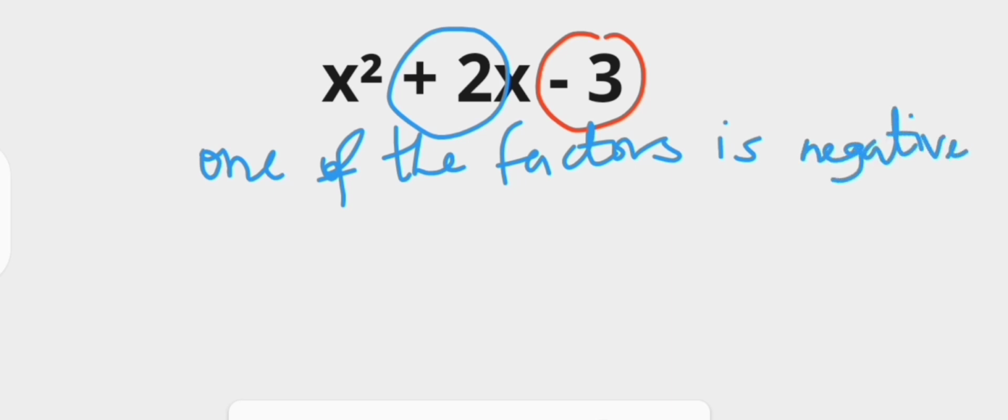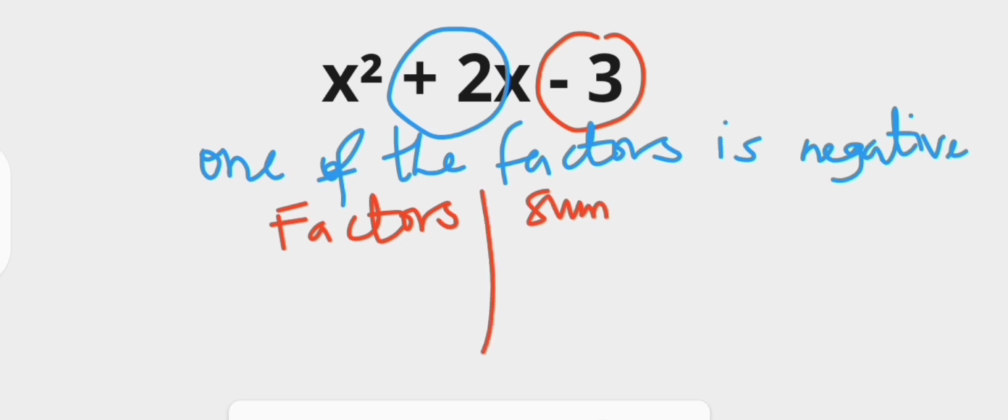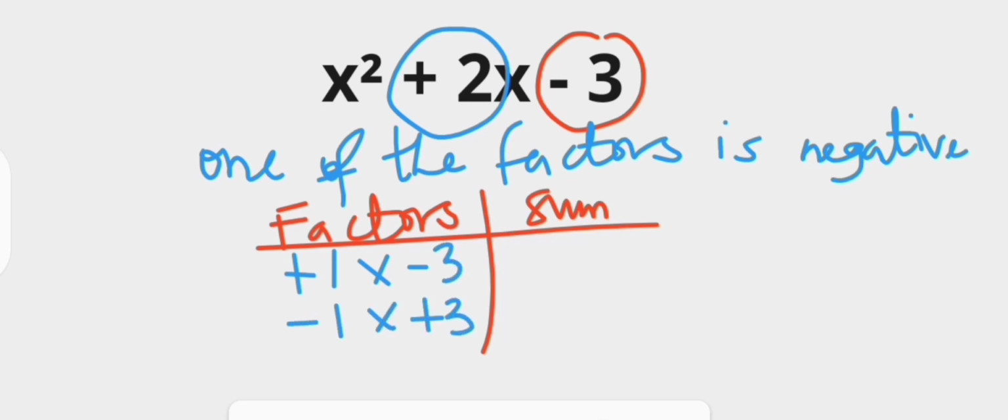Now that we have made that important discovery, we go for the factors as we did for the first one, and we also go for their sum to know which one to make use of. And don't forget that important discovery, one of the factors must be negative. With negative 3, there are two possibilities here. Either we have positive 1 and negative 3, or we have negative 1 and positive 3.